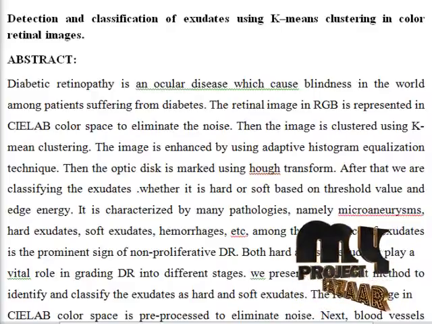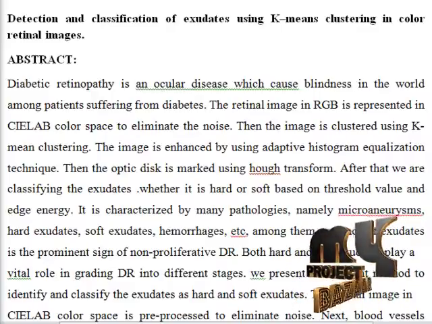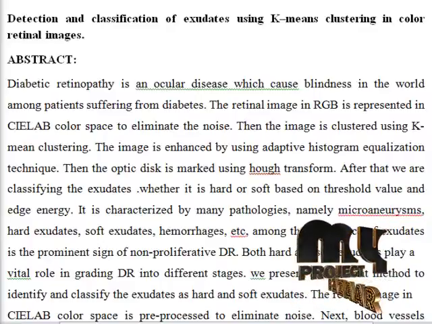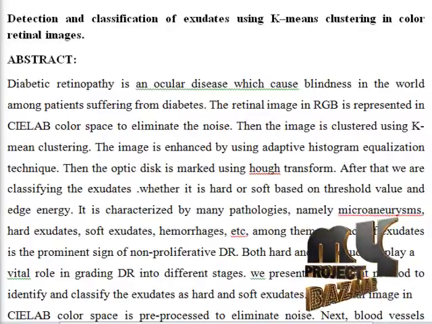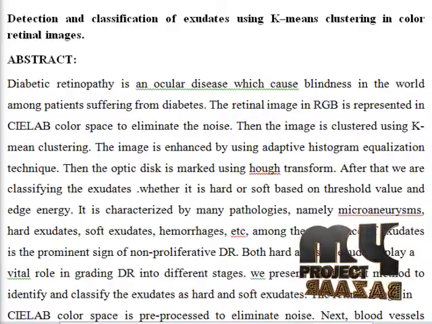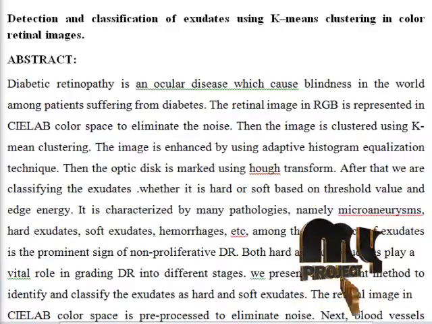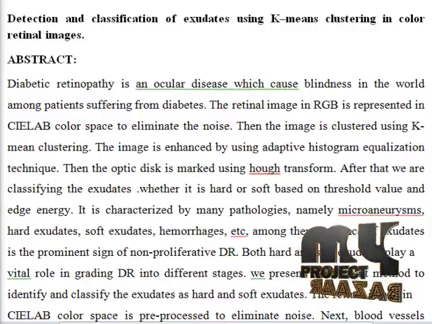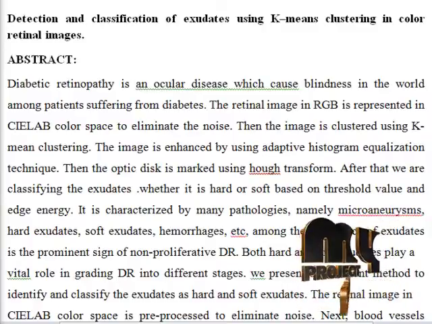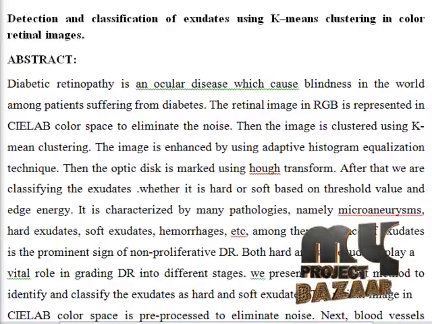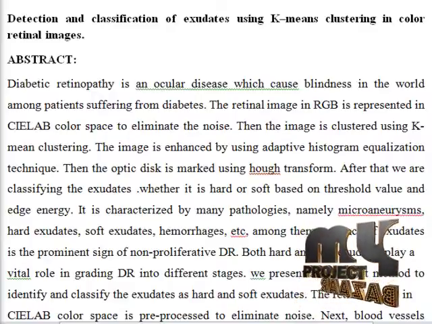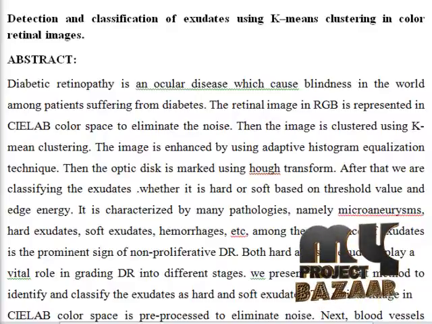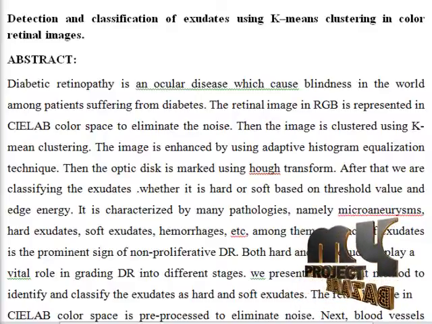Simply speaking, k-mean clustering is an algorithm to classify or to group the objects based on attributes or features into k number of groups. K is a positive integer. The grouping is done by minimizing the sum of squares of distance between data and corresponding cluster centroid.